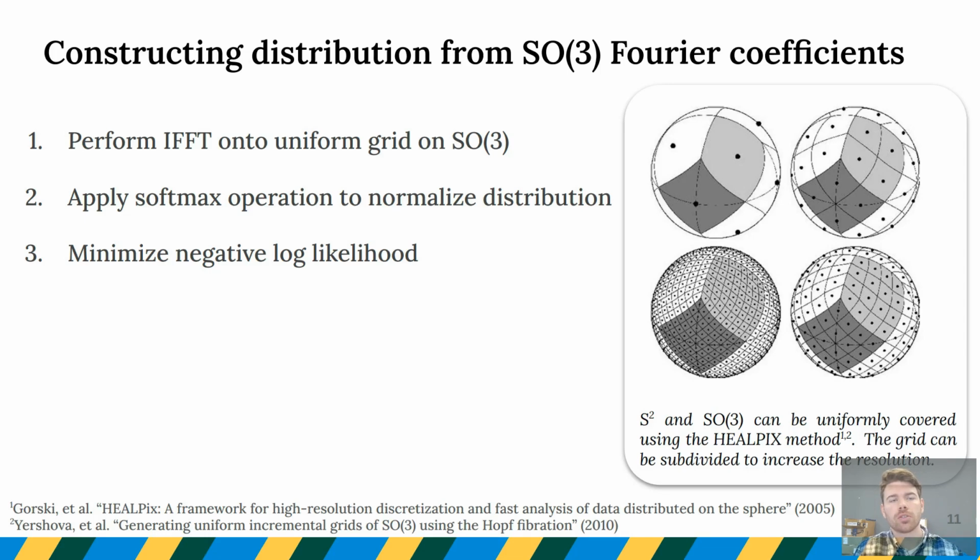We construct a distribution over SO3 by performing inverse Fourier transform onto a uniformly spaced grid over SO3. Such a grid can be produced at different resolutions using the HEALPix method pictured on the right. A softmax is applied across the grid to generate a categorical distribution. The model is trained end-to-end to minimize the negative log likelihood of rotation labels.